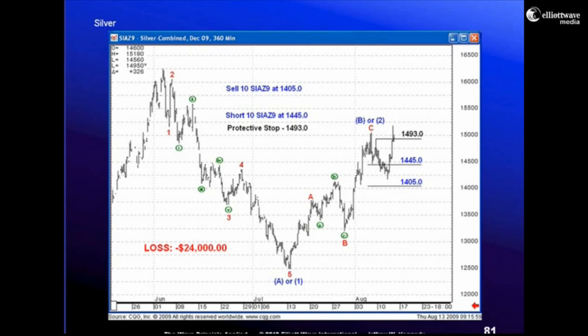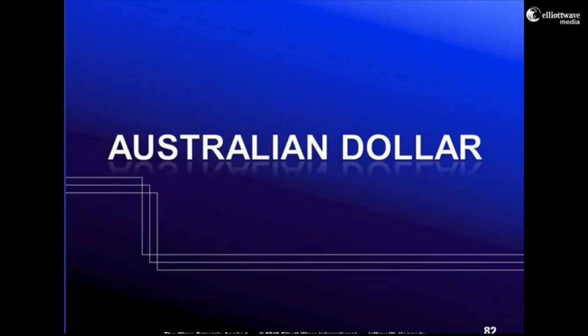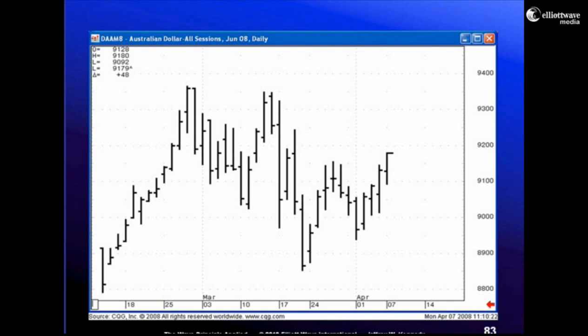Let's take a look at a few more things. Australian dollar. Now, I'm actually going to be quiet for a moment. Yes, I can be quiet. What I would like to do at this point in tonight's webinar, you're looking at a daily price chart of the Australian dollar. I'll be quiet for a few moments, but I would like to challenge you to complete an exercise with me.